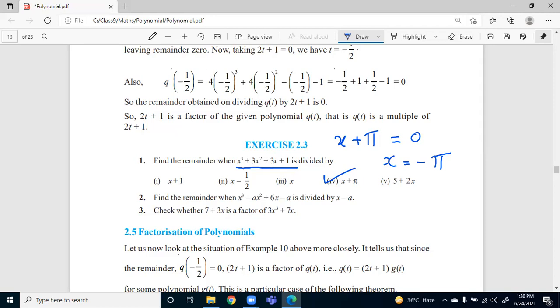Ma'am, is it minus pi plus 3 pi minus 3 pi plus 1? No, incorrect. So Dhanvi, are you through with the answer? Can you tell me the answer? Ma'am, can I tell? I'm doing. Okay, yes, Divyansh. Ma'am, is it minus pi cube minus 3 pi square minus 3 pi plus 1?